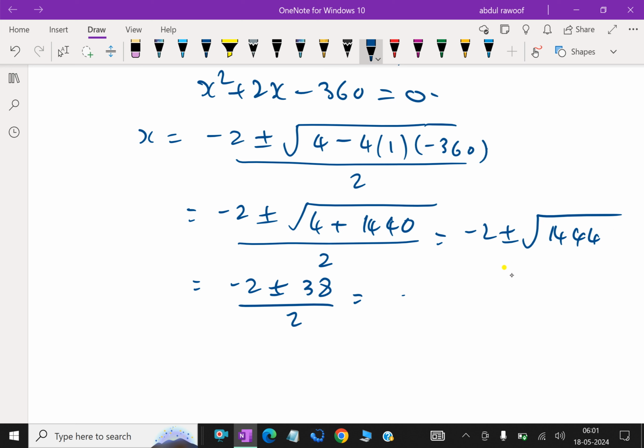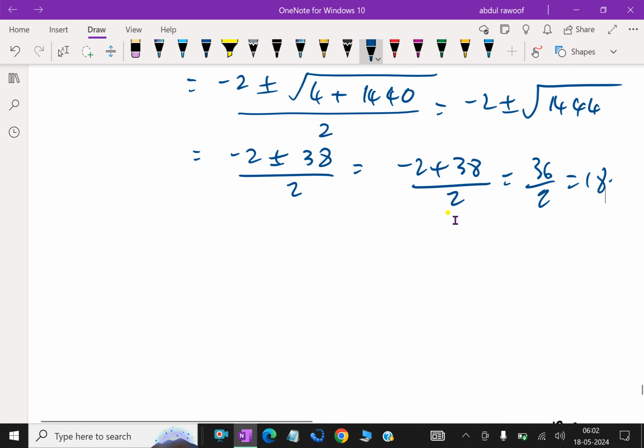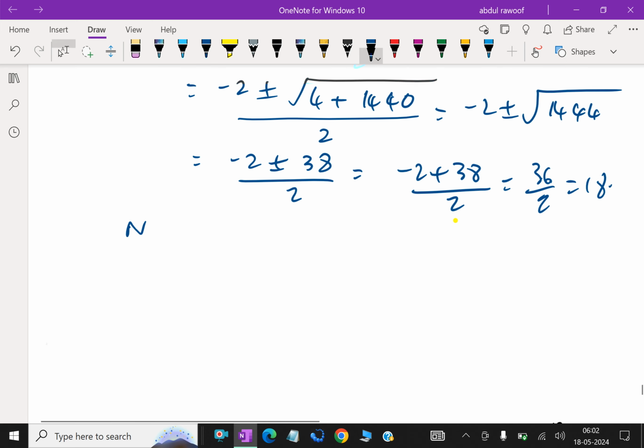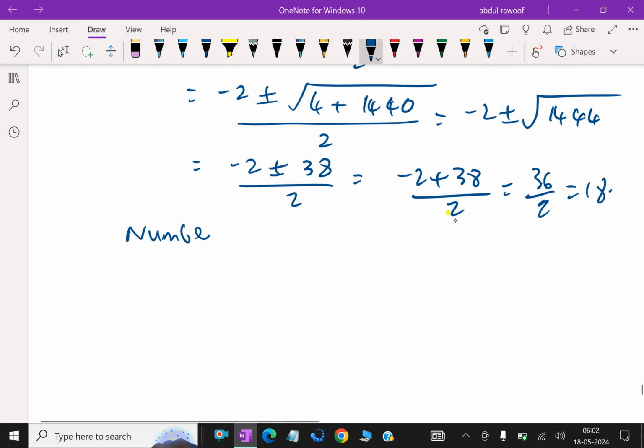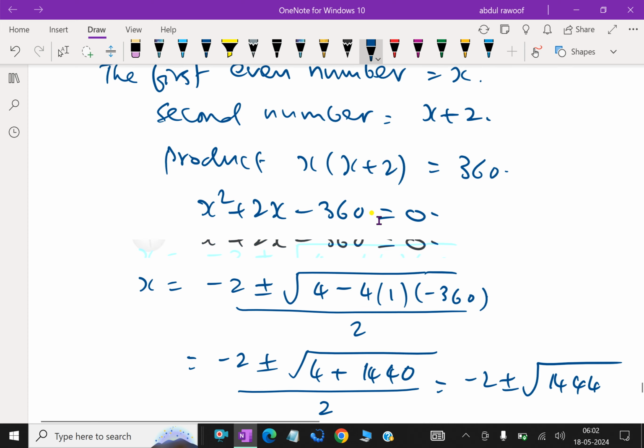Taking the positive number, that is minus 2 plus 38 by 2, which is 36 by 2, equal to 18. Therefore, the numbers are 18 and the even consecutive is 20. So 20 into 18 is 360, which is given. Next question.